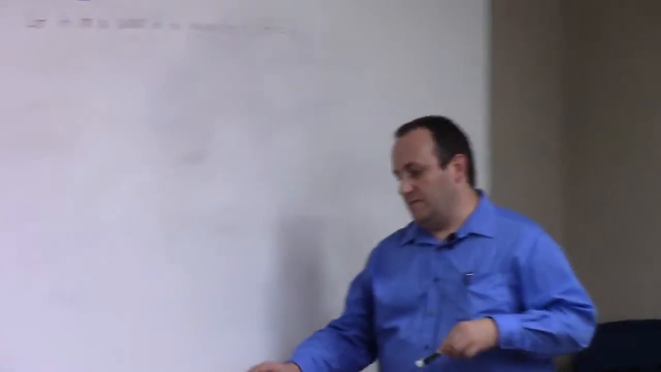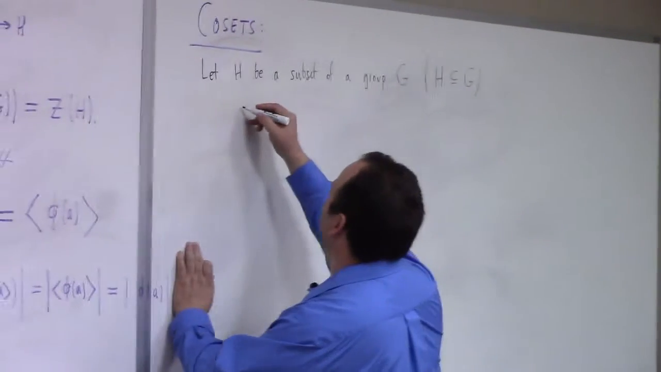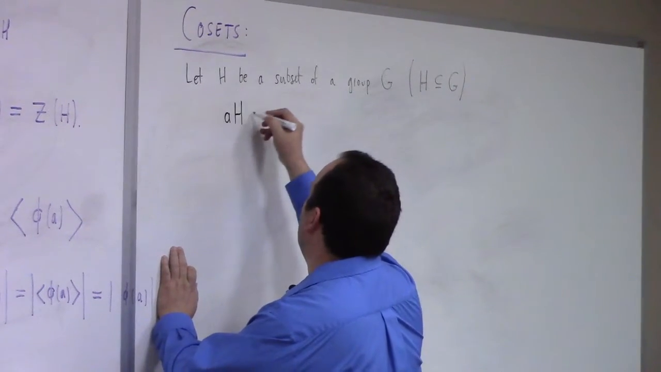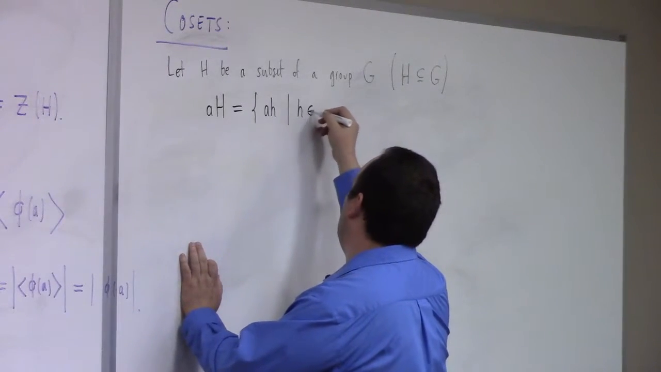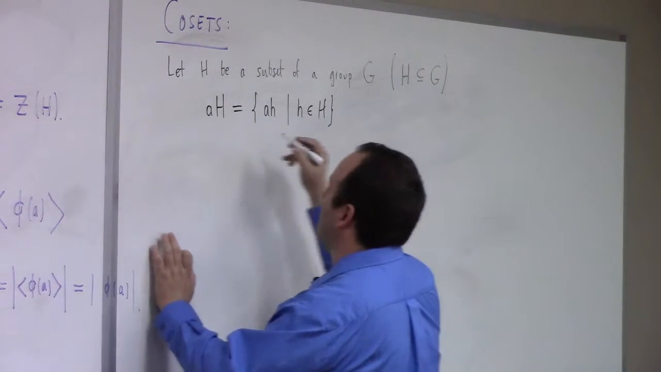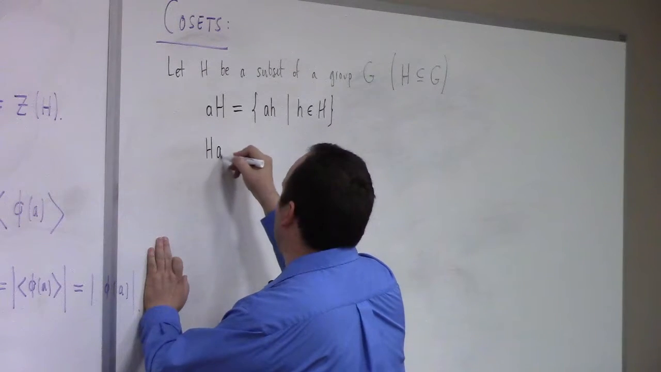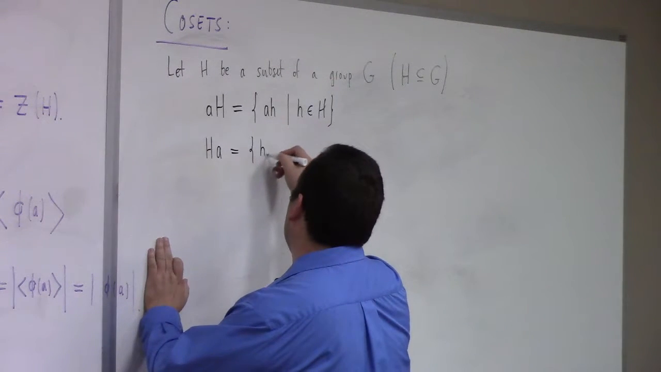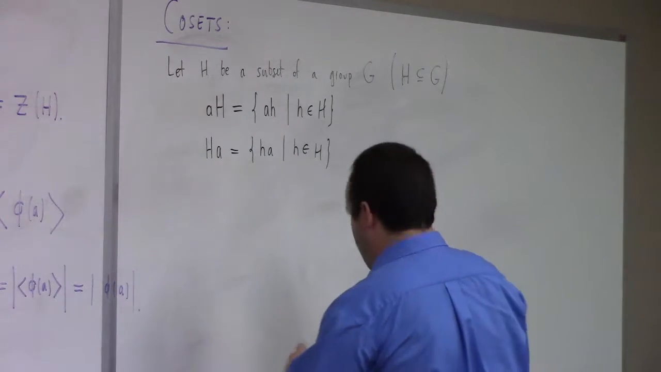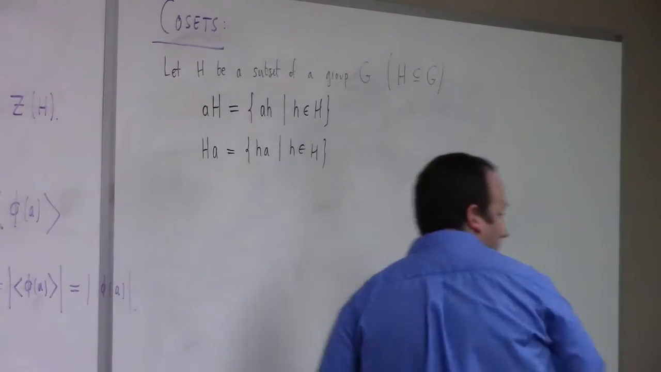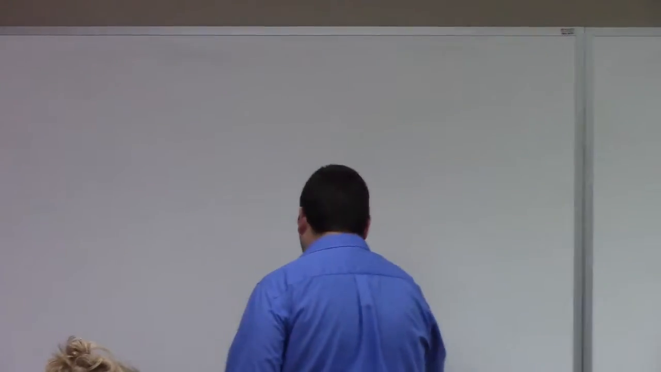Then you can define aH. This is the set ah such that h is an element of H. And you can define the set Ha, which is ha such that little h is an element of H. aH is called the left coset, which contains a.